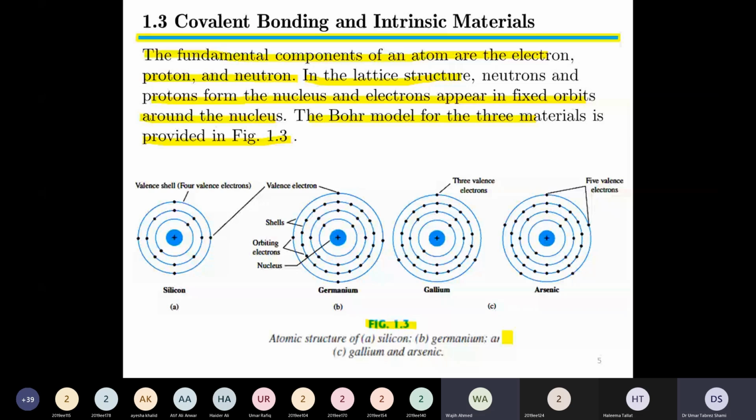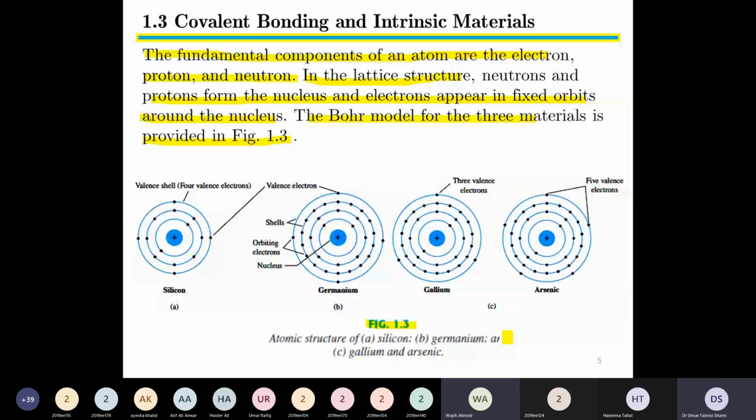Now if we look at germanium, figure part B, in the case of the germanium atom, we will find that again the Bohr system remains the same. Inside there is the nucleus, and outside there are circulating electrons. And in the germanium case also, we find that the outermost valence shell again has 4 electrons. Now, let us stop over here.